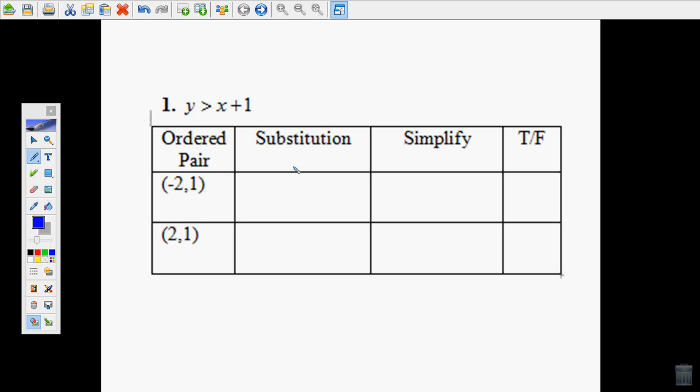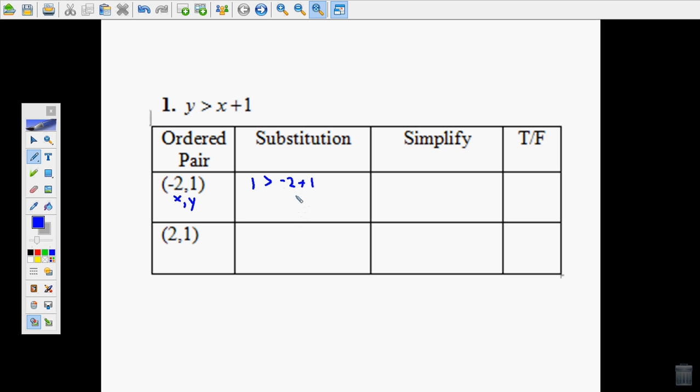So what we're going to do is what we normally do when we check to see if something's a solution. We're going to plug it in. So remember, in an ordered pair, your first number is always x and your second number is y. So we're going to start by just substituting those values into our inequality up here where it says y is greater than x plus 1. Well, for this first ordered pair, y is 1. So we would put down 1 is greater than, okay, now it says x plus 1. X is negative 2, so negative 2 plus 1.